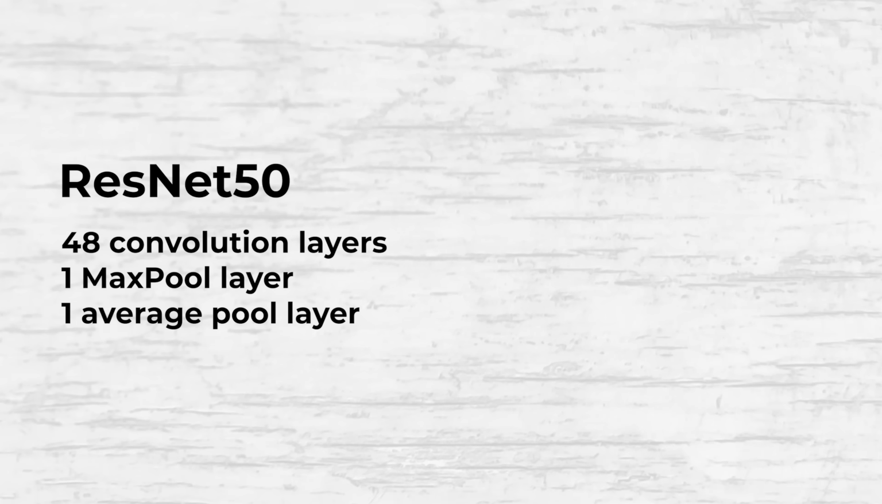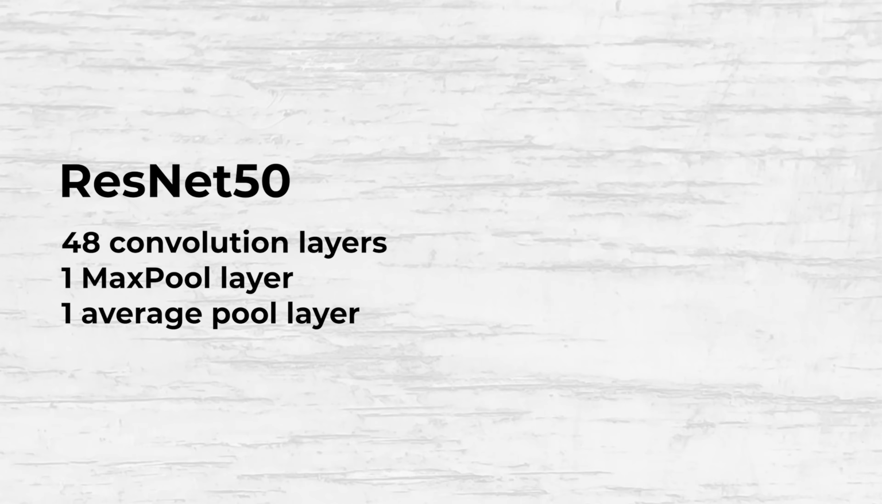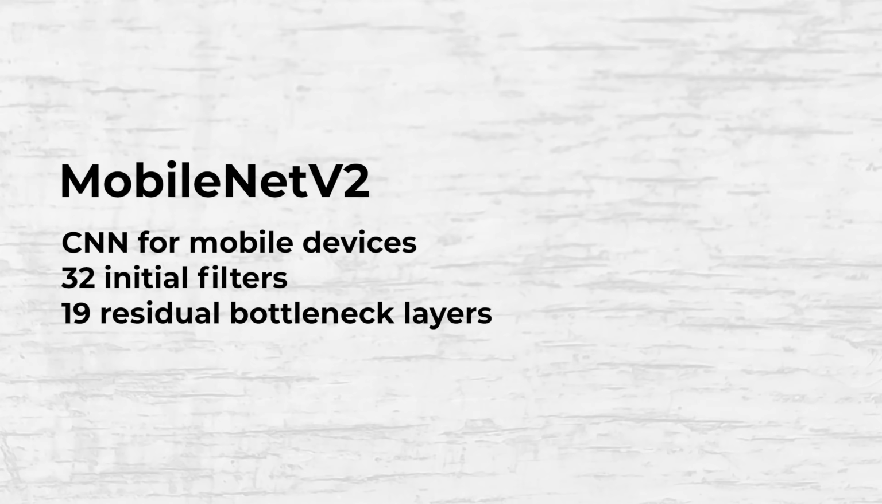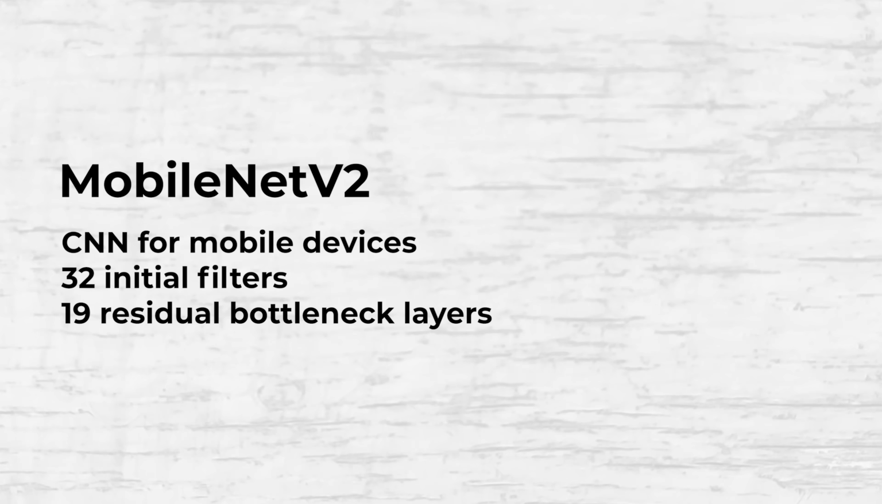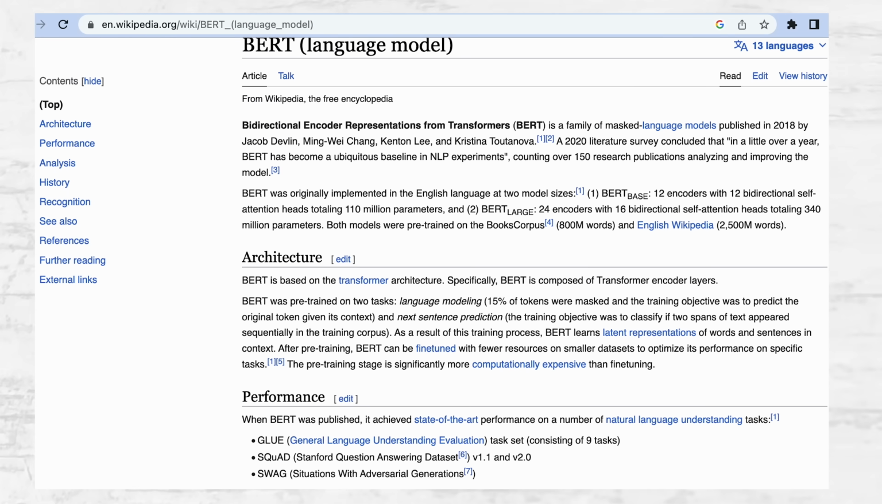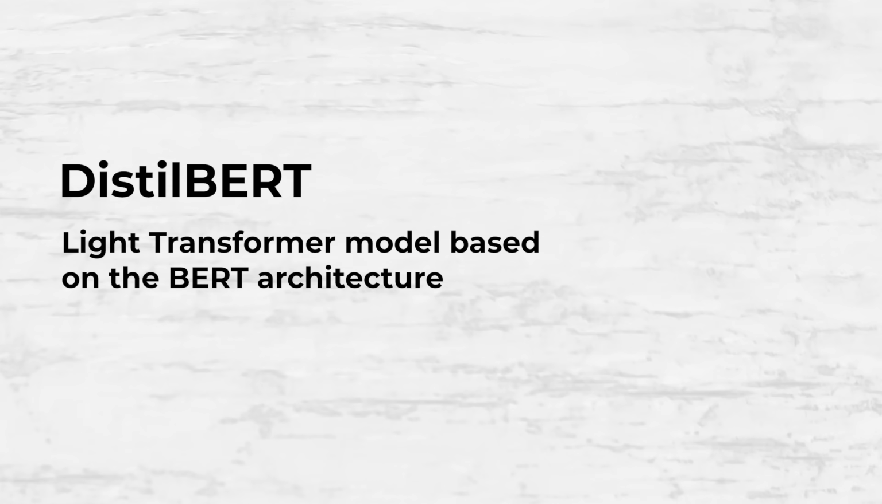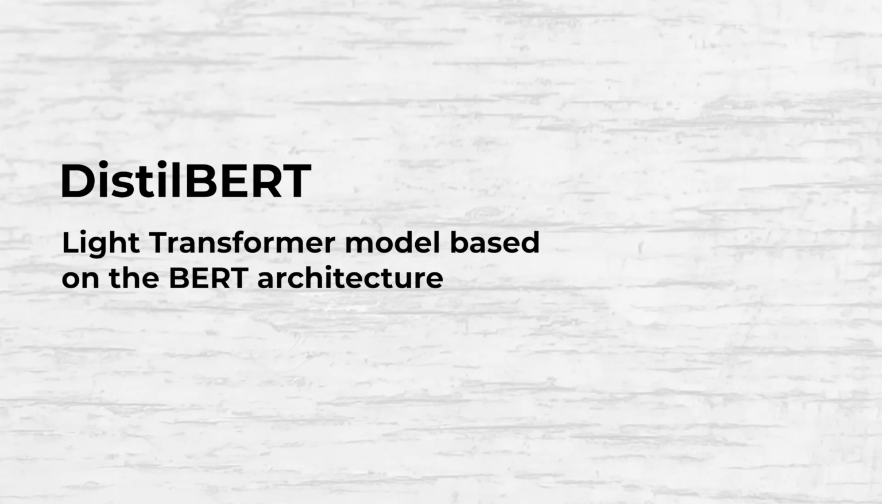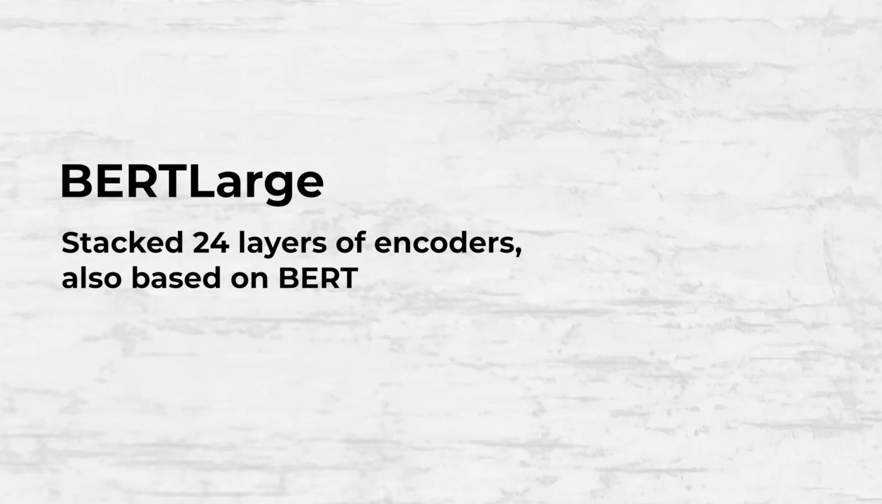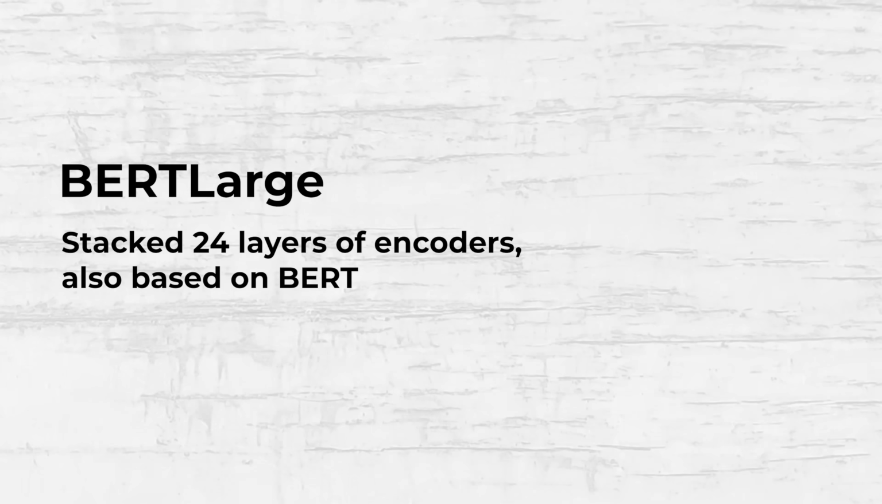ResNet 50, it's a 50-layer convolutional neural network. Then there's MobileNet V2. It's also a convolutional neural network, CNN. This one performs well on mobile devices. Then there's a couple of BERT-based models. BERT is the natural language processing model. There is one called DistilBERT. It's a small, fast, cheap, and light transformer. Then there's BERT Large that's also included here as well. So whereas BERT has 12 encoder layers, BERT Large has 24 layers.